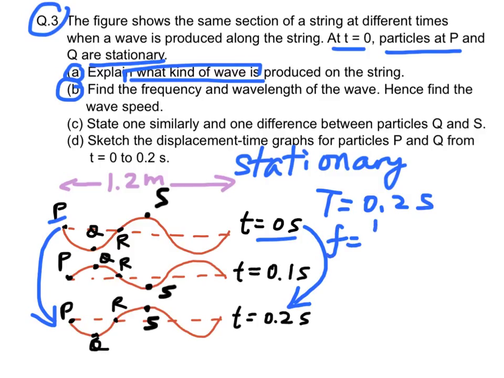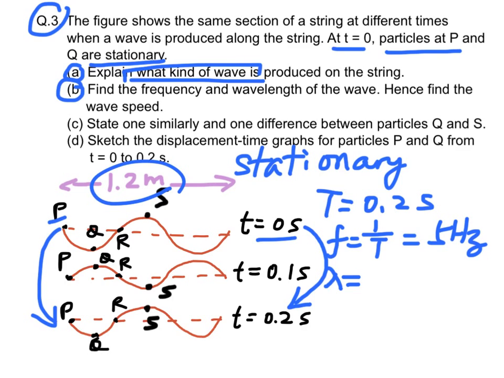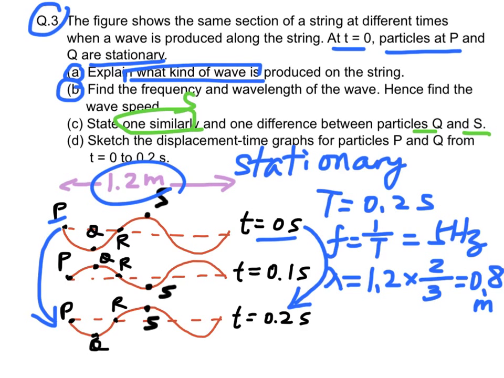The frequency is 1 over period, which is 5 Hz, and the wavelength equals 1.2 meters times 2 over 3, which is 0.8 meters. For particles Q and S, the similarity is that they have the same amplitude A, and the difference between them is that they are vibrating anti-phase.